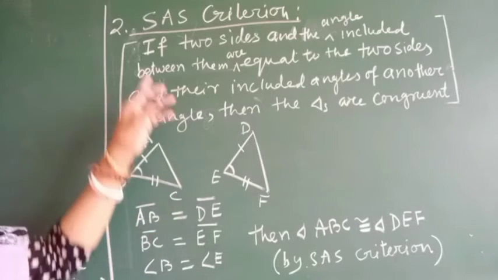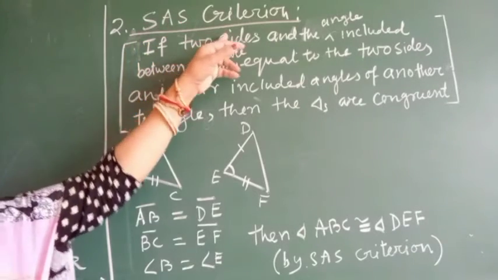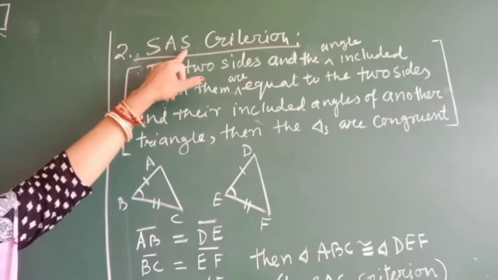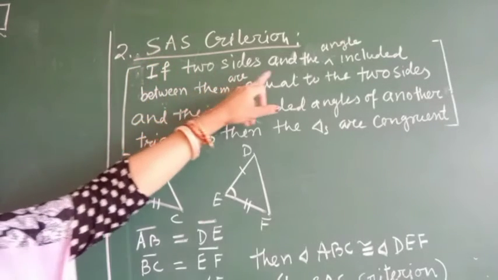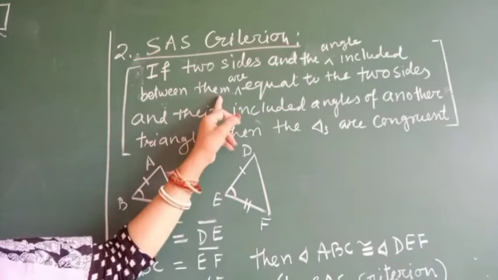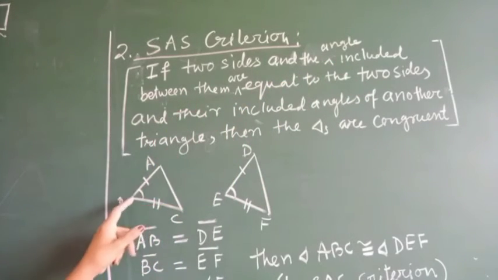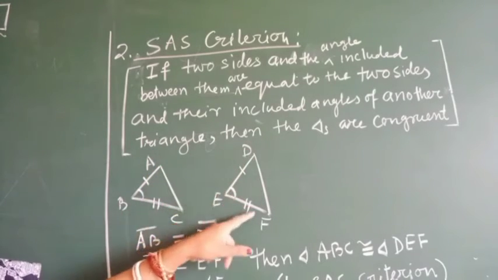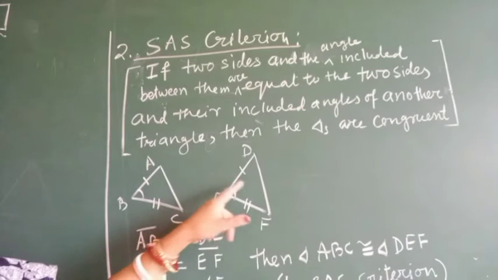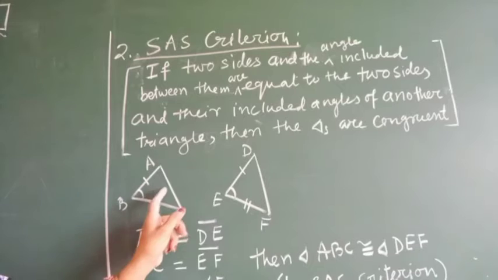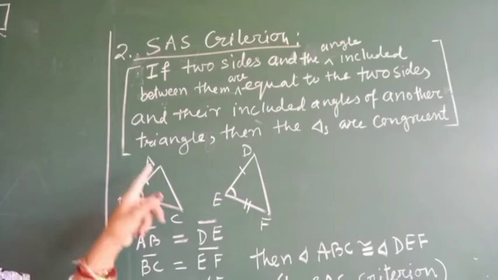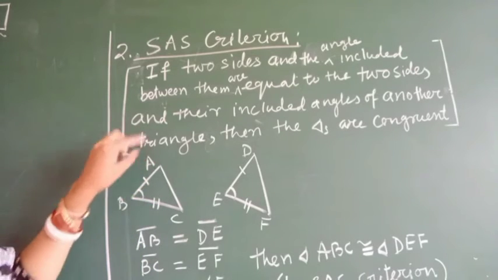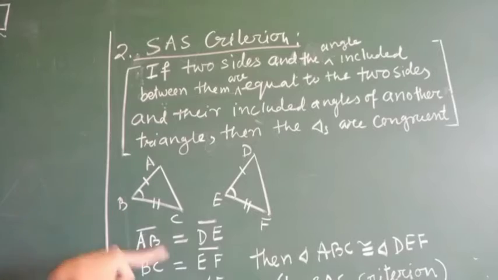Next criterion is the SAS criterion. That means side, angle, side. If two sides and the angle included between them are correspondingly equal to the two sides and their included angle of another triangle, then these two triangles are said to be congruent by SAS criterion.